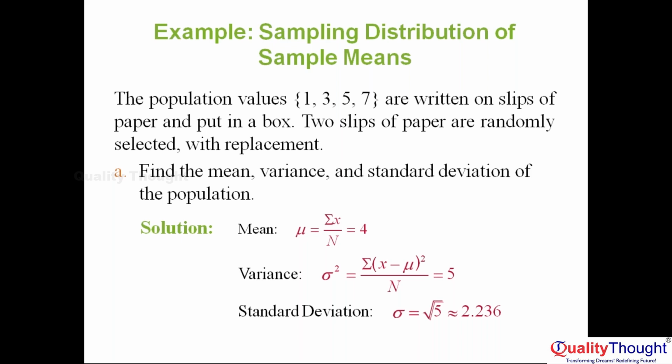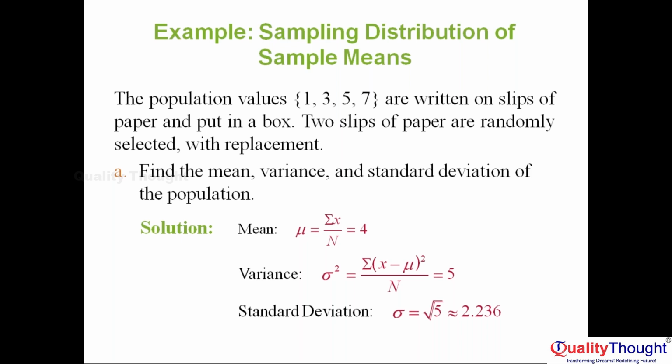If I want to take the mean, 1 plus 3 plus 5 plus 7 divided by 4, we get 4. How do you identify the variance? It is the average of the squared differences of scores from the mean. Calculated the same way, the standard deviation is 2.236. Remember, the mean is 4 and the standard deviation is 2.236. Now I want to take some samples of size 2.